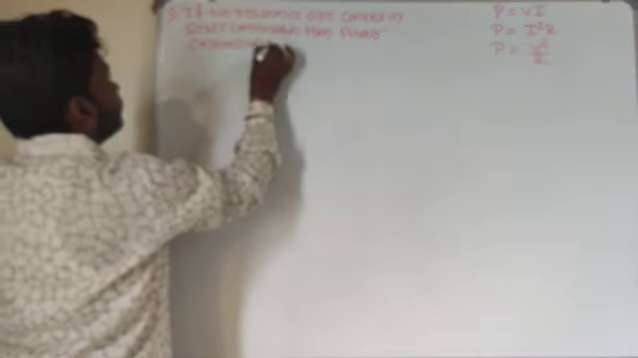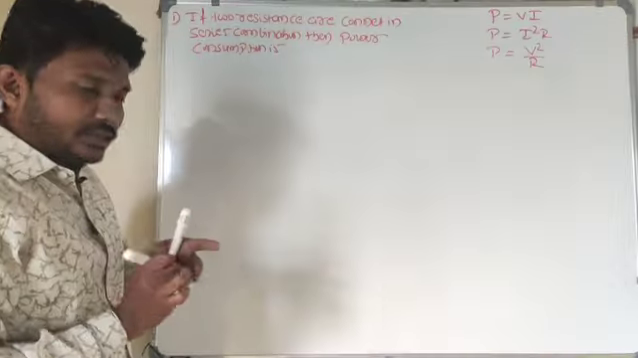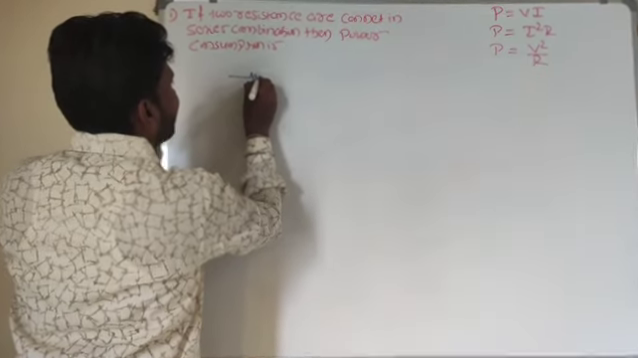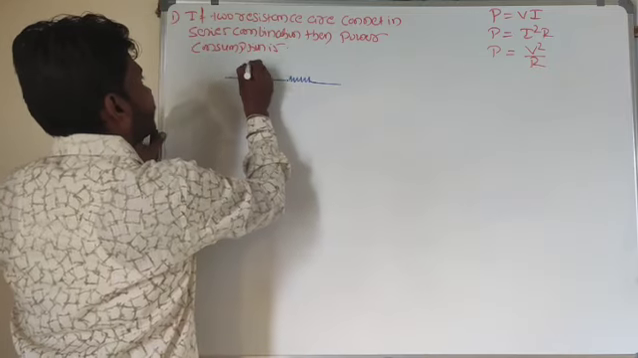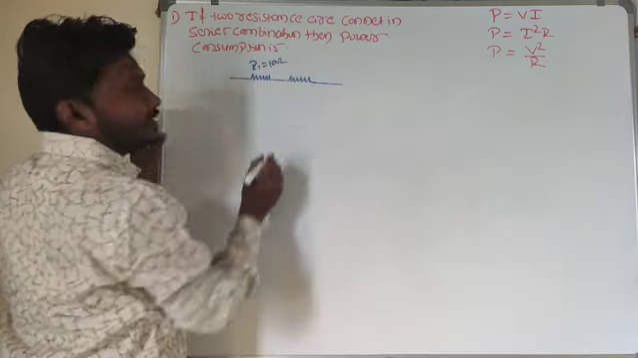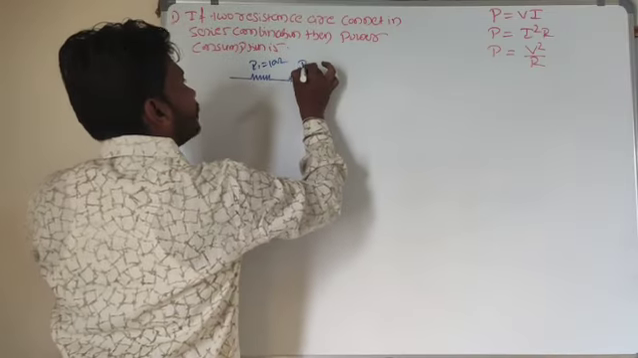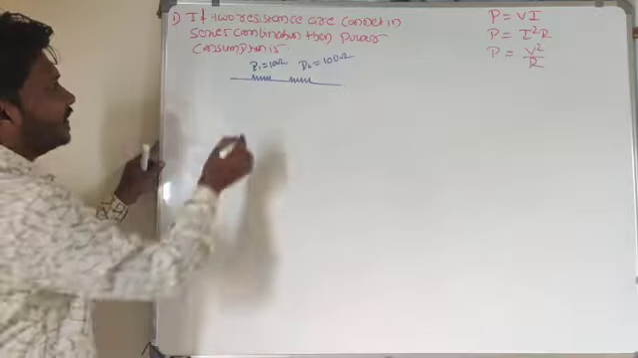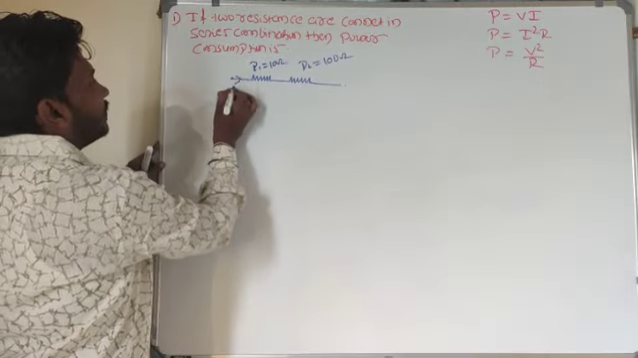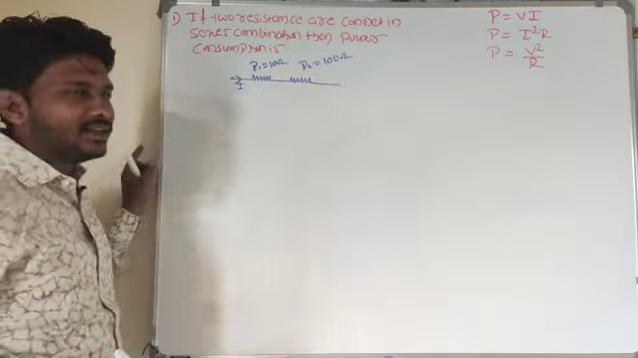Then power consumption is, so for example, I will take two resistors here. These two resistors have different values, and I will connect them in series combination. For example, resistance R1 is equal to 10 ohm, R2 is equal to 100 ohm. So look at here, in series combination, which quantity remains the same? Current remains the same.